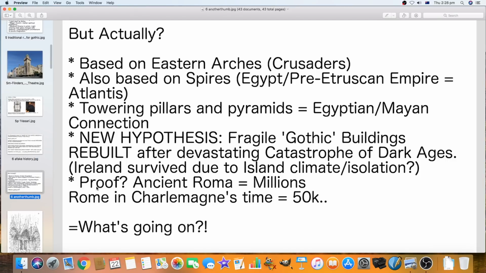And the proof is this. Ancient Rome had millions of people living in Rome. The city, millions, tens of millions. But in Charlemagne's time, it was 50,000 or less. Now, is that just because of the plague of Justinian, the wars of Justinian, or did something more dramatic happen? Because it seems that Rome collapsed because it was no longer economically viable, but we have to ask why. What is going on?